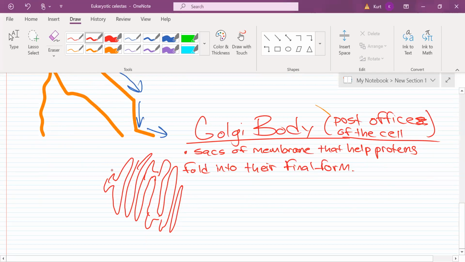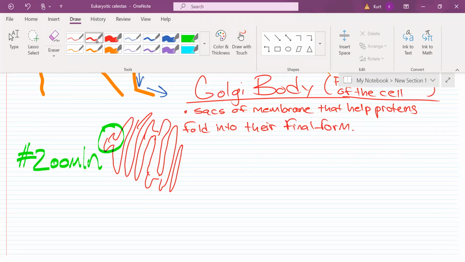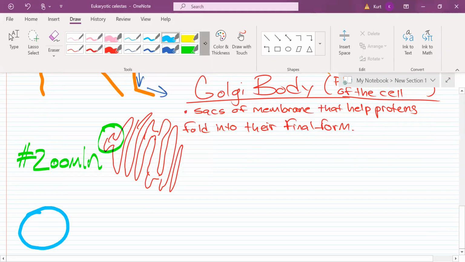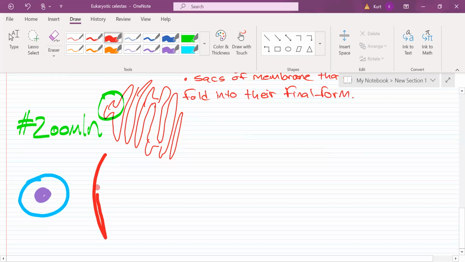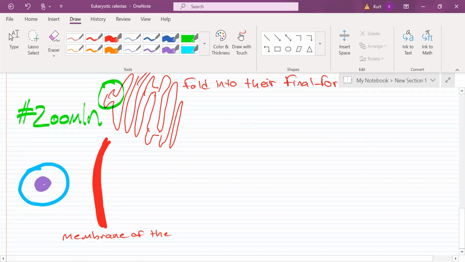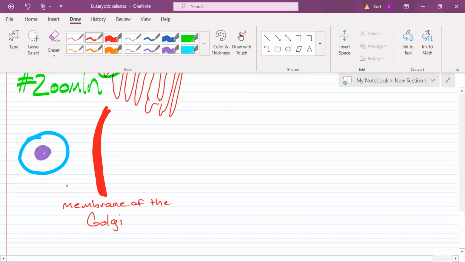So let's say I'm going to zoom in right here, okay? We're going to hashtag zoom in, see what's actually happening on a closer scale. So let's go in further in. Here's our vesicle. Inside of our vesicle is our protein. And it is knocking on the door of the Golgi apparatus. So this is the membrane of the Golgi. This is outside the Golgi, this is inside the Golgi.